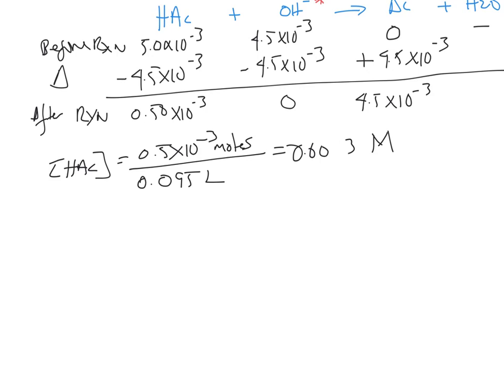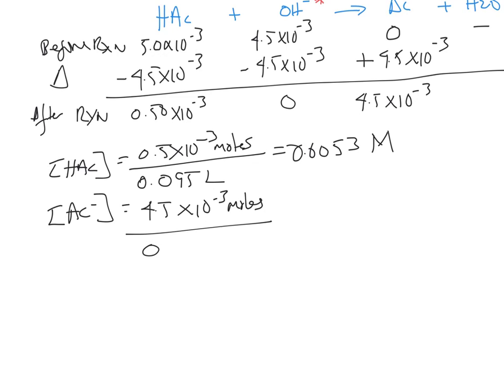Let me rewrite these two numbers again. 53. There you go. And the concentration for the acetate is going to be equal to 4.5 times 10 to the power of minus 3 moles of the acetate divided by the total volume, 95. And this is going to be equal to 0.0474 molar.